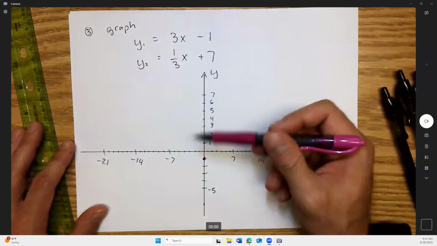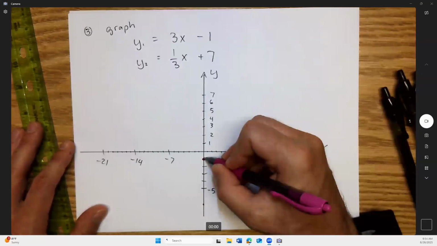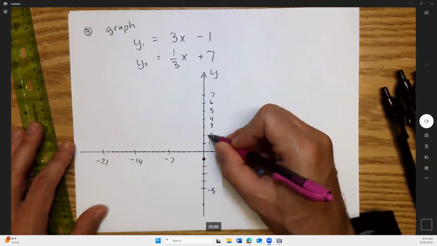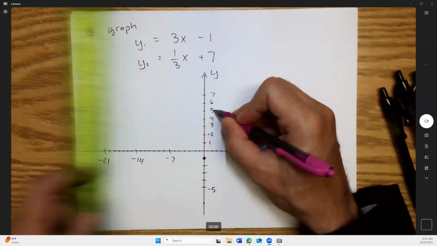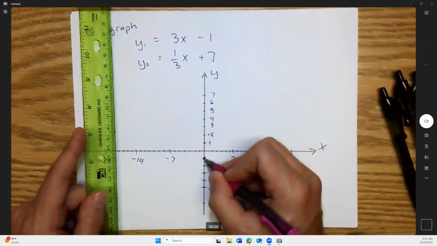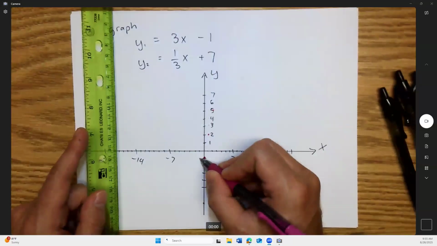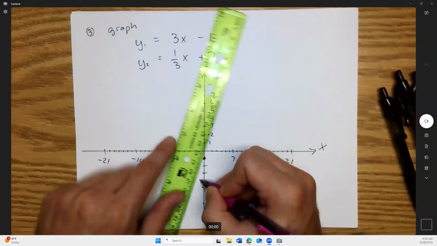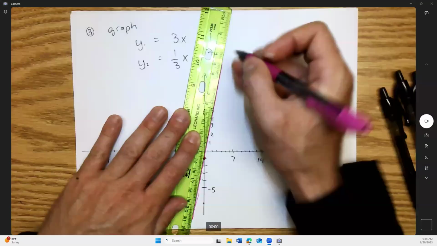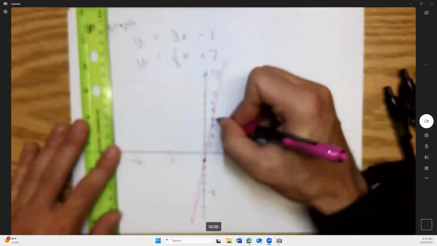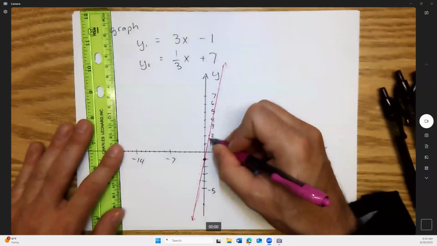Okay. Hey guys, what's the slope of this first equation? 3. Is that like up 3 over 1, up 3 over 1? Okay. So we go up 3 over 1, and then up 3 over 1. So like 2 right here. Or it could go back 1, down 3. Same thing. Give me a line, looks like this. Has a slope of 3.